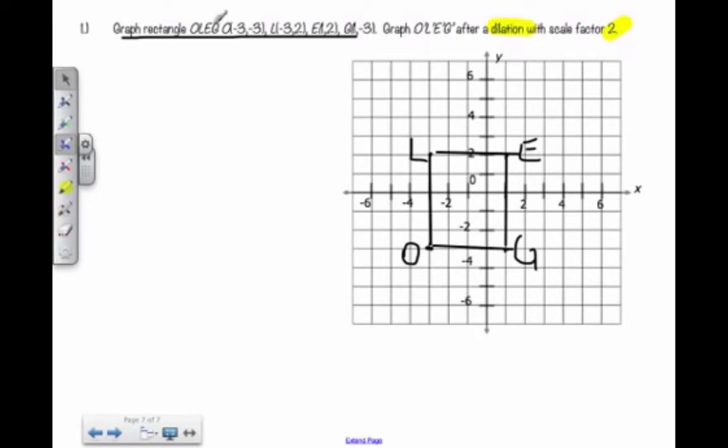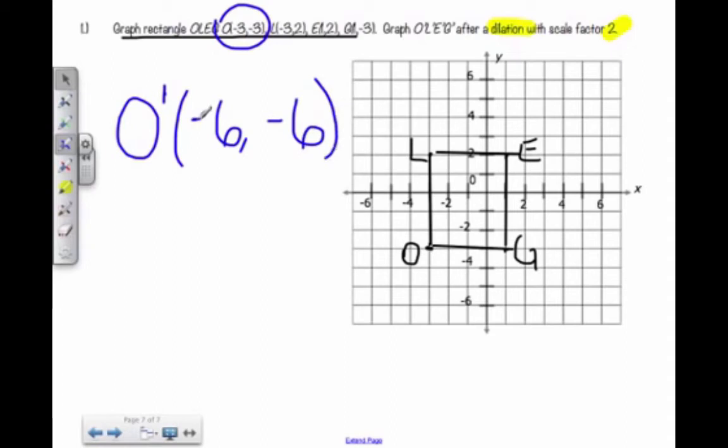So if O was -3, -3, that means that O prime would become -6, -6. All right. And then if L was -3, 2, that means that L prime will become -6, 4. Please press pause and see if you can get E prime and G prime. And then when you finish doing it, compare your answers with mine to see if you got the right answers.